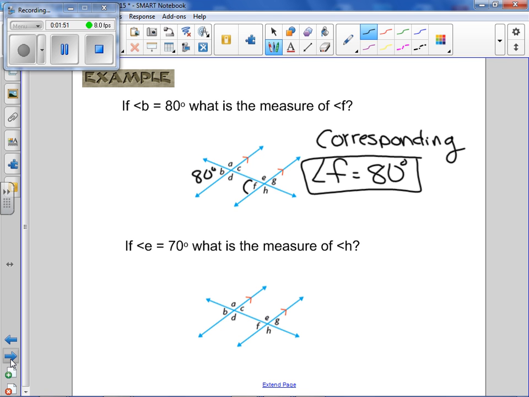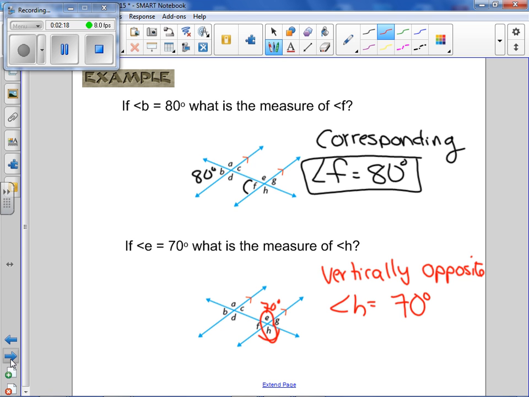Our next example, E. It's telling us that E is going to be 70. So E is 70. What is H? We're trying to find H. Now E and H are across from each other, so they are called vertically opposite. Vertically opposite angles are equal. Therefore, angle H has to equal whatever E is, which is 70.